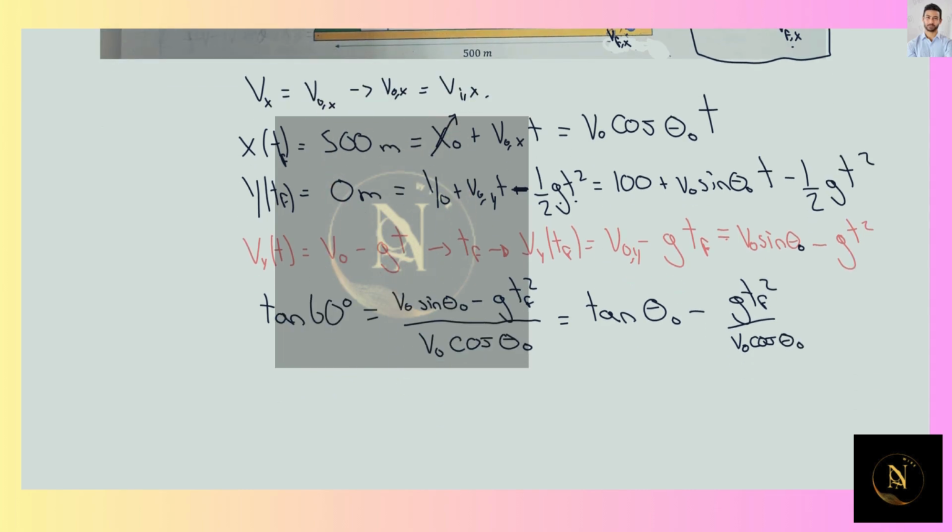Now the next step is going to be employing the first equation, equation 1. We know that the final time needs to be equal to 500 over v0 cosine of theta 0.